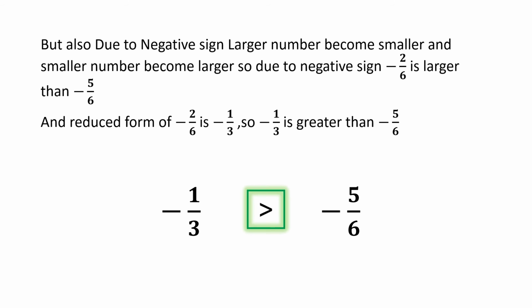But also due to negative sign, larger number becomes smaller and smaller number becomes larger, so due to negative sign, minus 2 upon 6 is larger than minus 5 upon 6. And the reduced form of minus 2 upon 6 is minus 1 upon 3, so minus 1 upon 3 is greater than minus 5 upon 6.